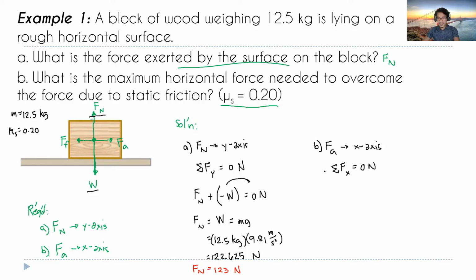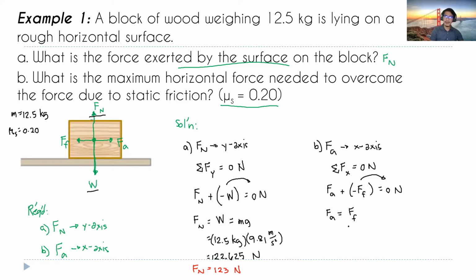What are the forces along the x? Along the x-axis, we have Fa, positive, because it is to the right. Fa plus, what else? Ff, the frictional force, which is to the left, so it should be negative. Negative Ff should be 0 Newton. Now, we are looking for Fa, so transpose Ff to the other side of the equation. So Fa is equal to Ff.